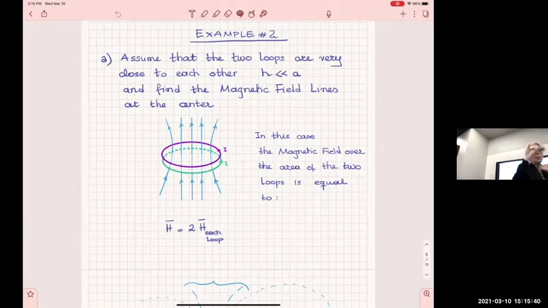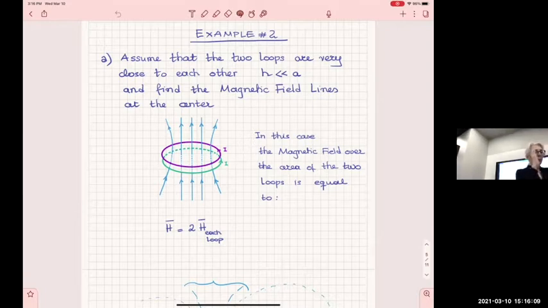So if I bring them very close, so the distance between them is much smaller than the radius of those loops, then practically it's like the magnetic fields align everywhere, especially on the surface of the loop. So you see all of the lines going through parallel.